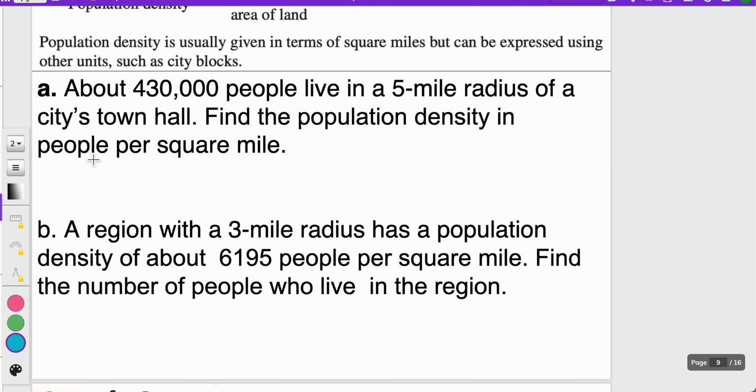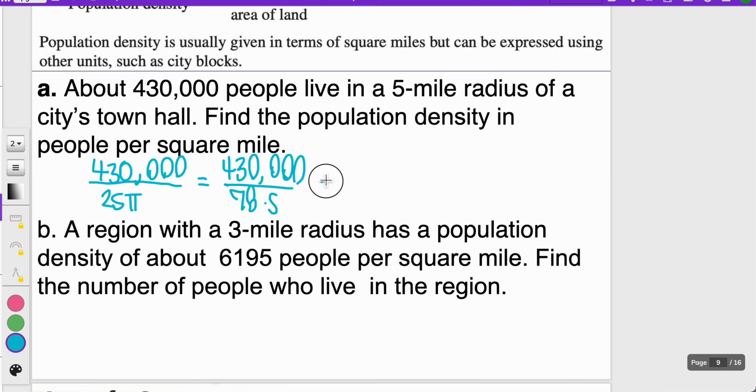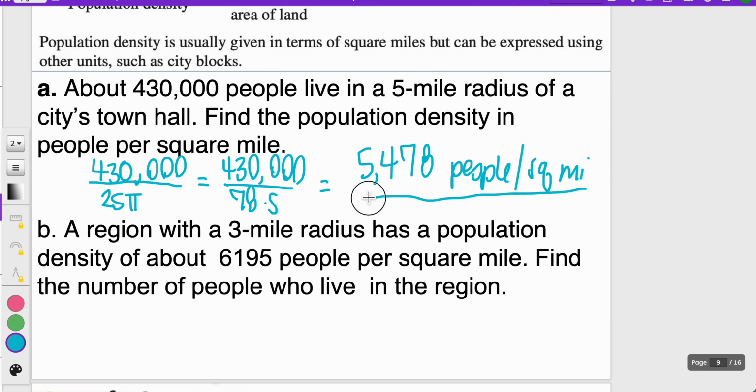So we know that the number of people is 430,000, and the 5-mile radius would be the area of that situation. So that is pi times radius squared. I'm just going to write it as 25 pi, which would be about 430,000 divided by 78.5. That's going to give us roughly 5,478 people per square mile. And I just rounded that because we are talking about people here, so we need whole numbers.